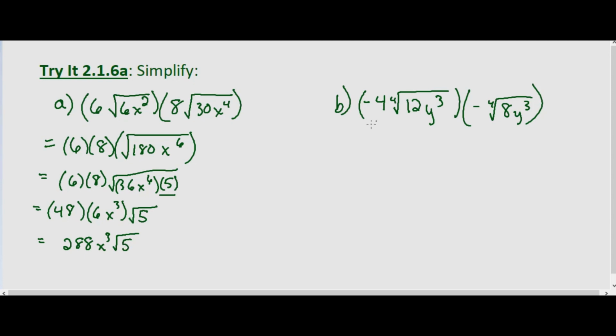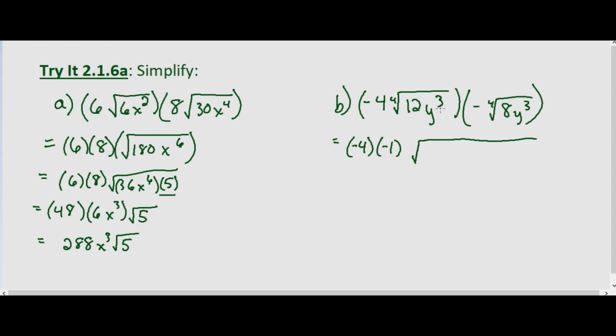Similar process with part B. We have that this equals -4 times that negative, let's make it a -1. And then again, let's just multiply everything through. This time, let's do the prime factorization.